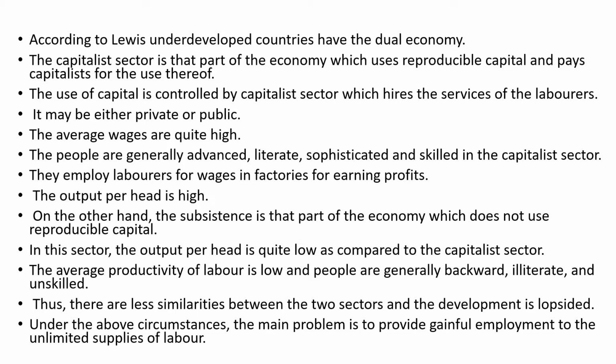So with that, let's come back to Lewis' theory of unlimited supply of labor. Under the circumstances we have explained, the main problem is to provide gainful employment to the unlimited supply of labor. On the one hand, we have the capital sector, on the other hand the subsistence sector, where we have a lot of laborers working and the marginal productivity of labor is zero.